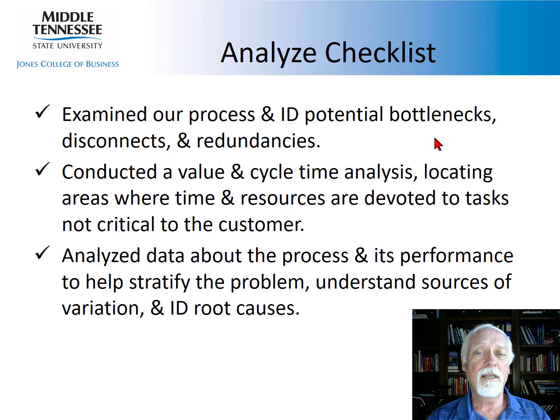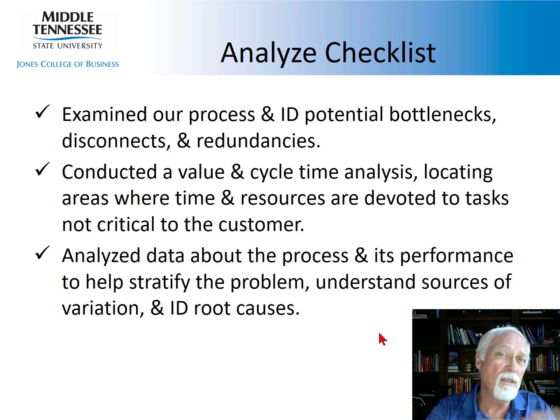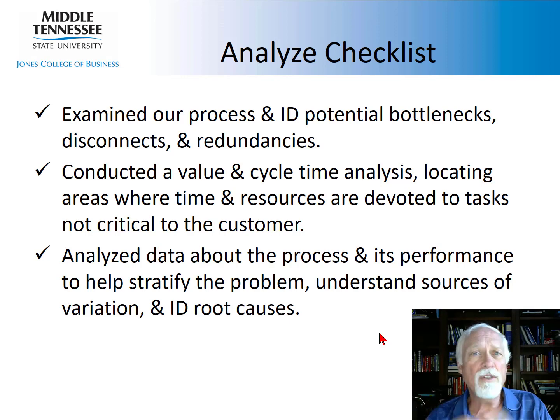We've examined our process and identified potential bottlenecks, disconnects, and redundancies. We can see a good bit of this on a process map. We've conducted a value and cycle time analysis, locating areas where time and resources are devoted to tasks not critical to the customer. We talked about, for instance, the idea that we've got approval signatures that really aren't doing any good.